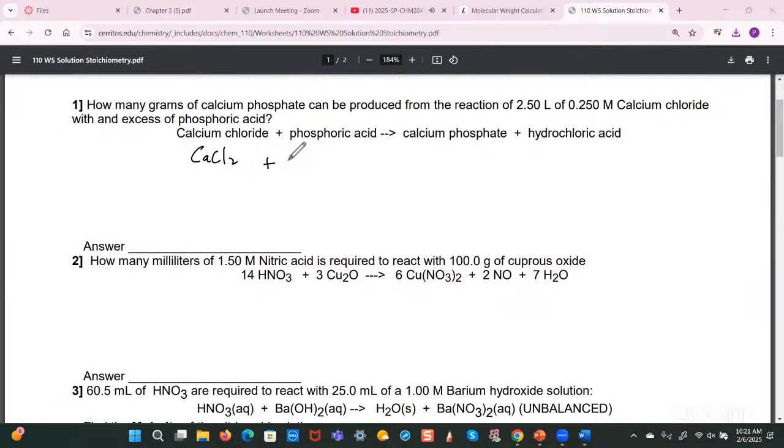Phosphoric acid. H3PO4. What's the formula for calcium phosphate? Ca3(PO4)2. Okay, very good. And then hydrochloric acid. HCl, very good. So now we have to balance it.